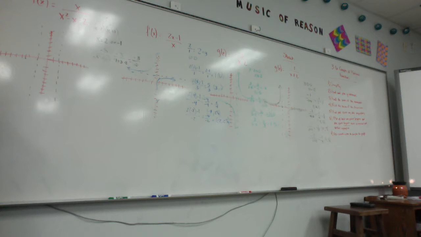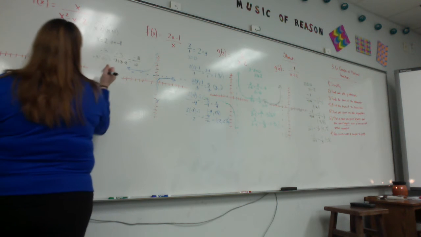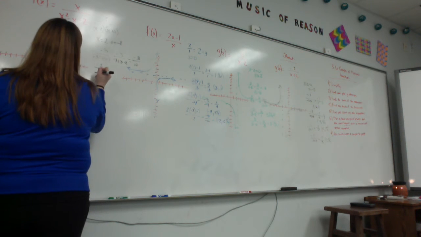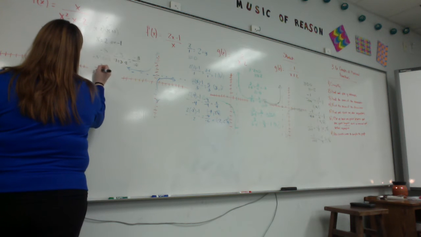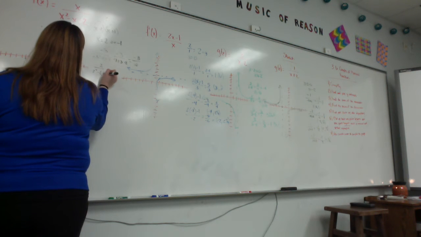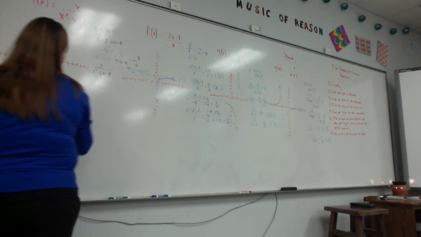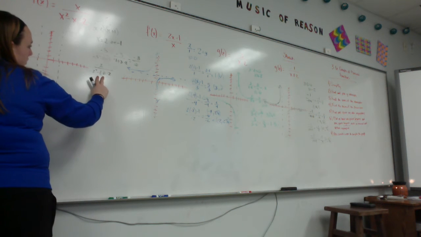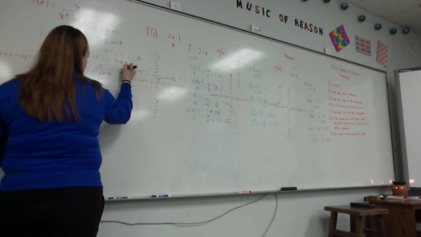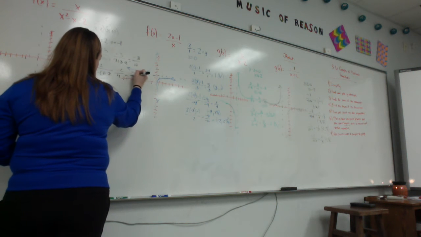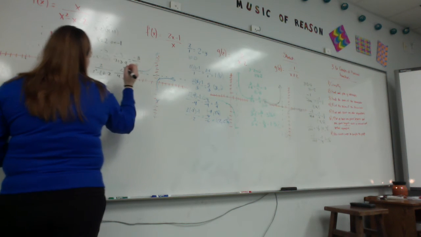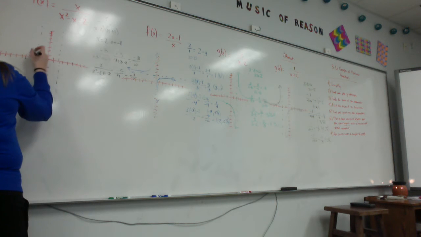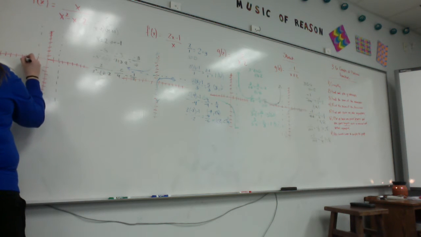I'm also going to plug in a negative 2. So I have another one in that section. Negative 2 over negative 2 squared minus negative 2 minus 2. Negative 2 squared is 4, and then I have 4. So I get negative 2 over 4, which is negative 1/2. So negative 2, negative 1/2. So my graph is going to look something like this.